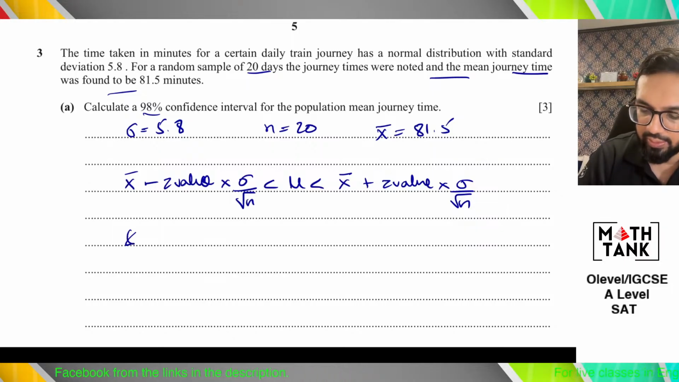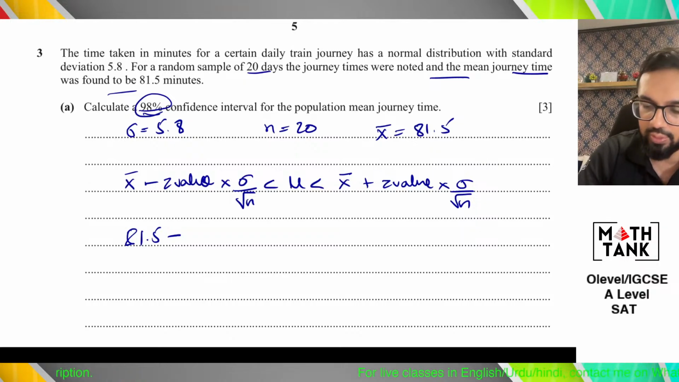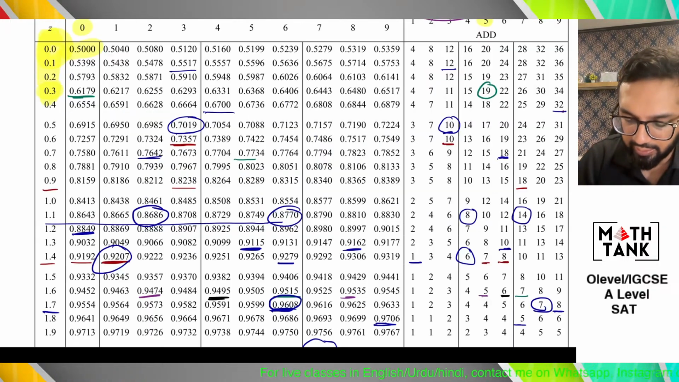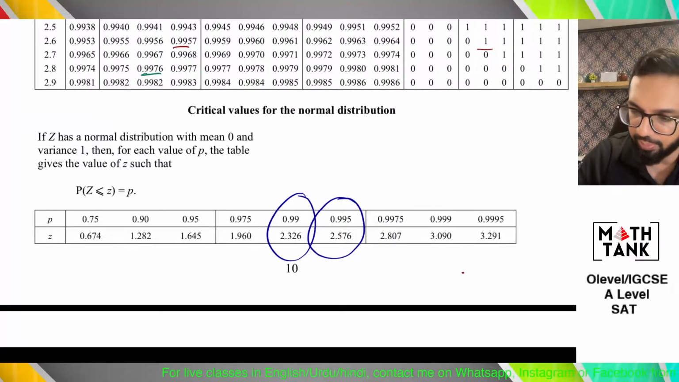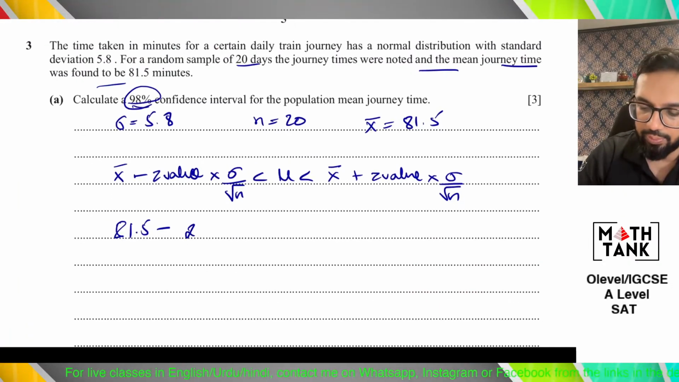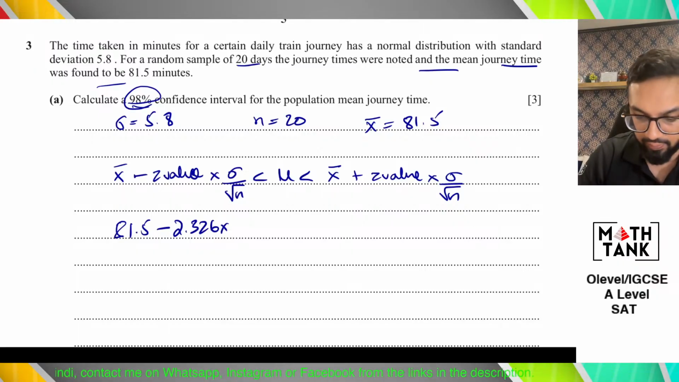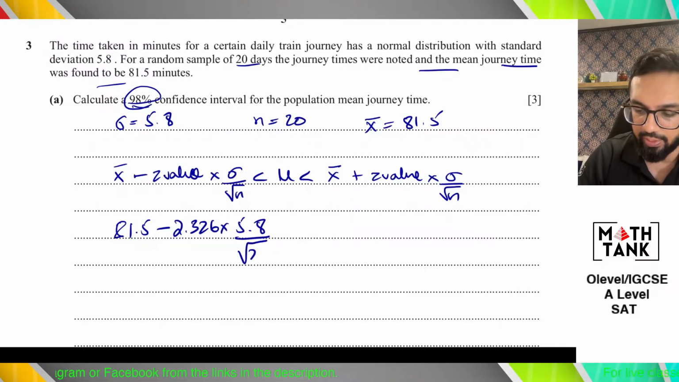Okay, so x bar is 81.5. The z value is going to be for 99% because I have to leave 1% on each side. 99% gives me 2.326. A very similar question appeared in the November 24 series as well, which tells you that the questions keep repeating themselves. Root of 20.